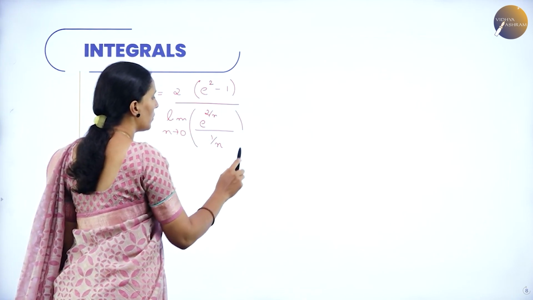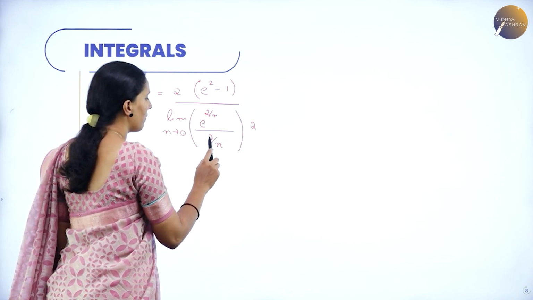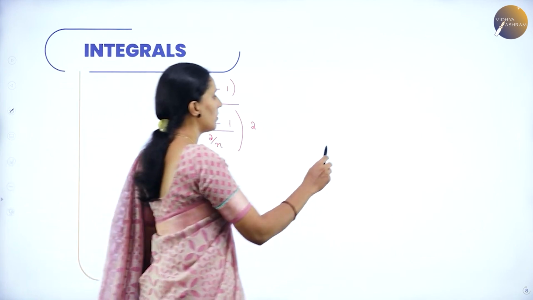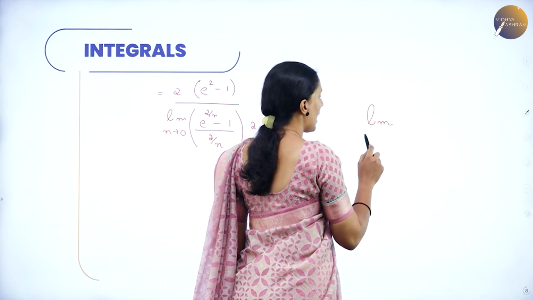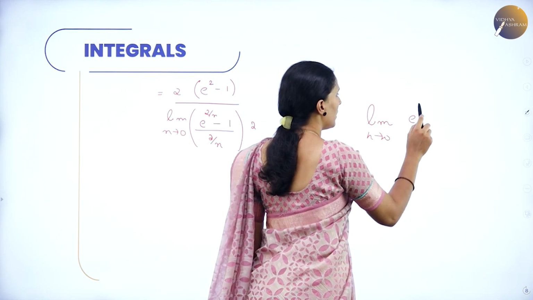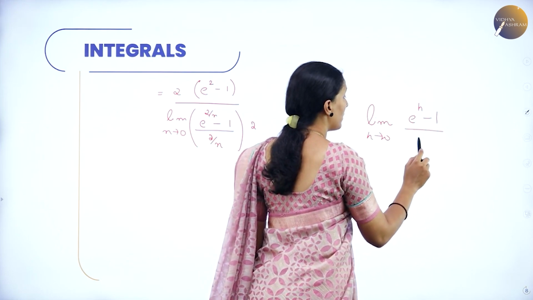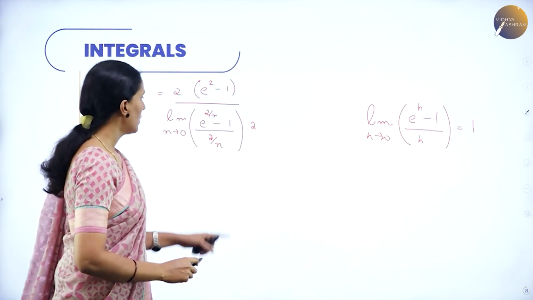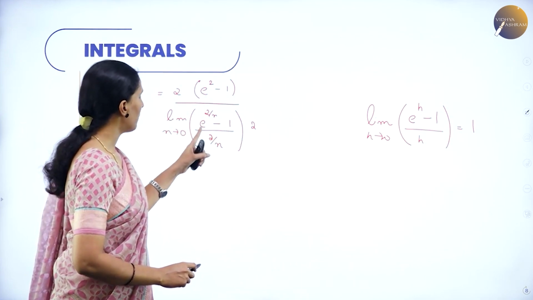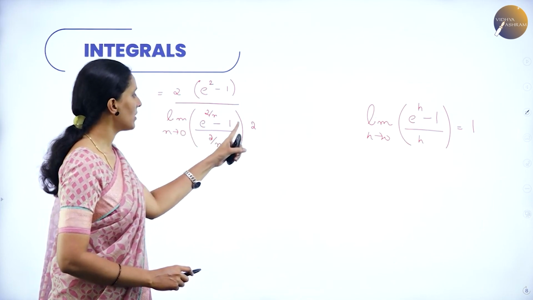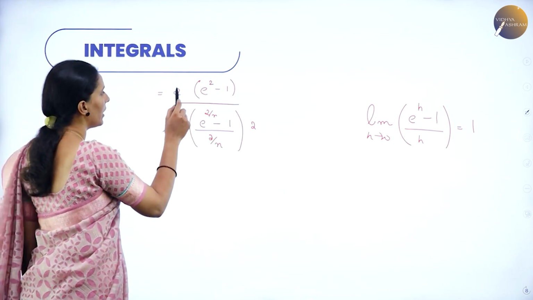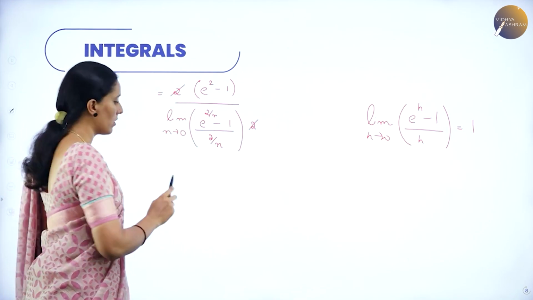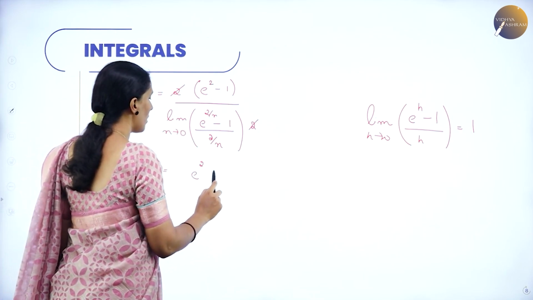Next what I will do here, I'll multiply by 2 and I'll divide by 2 here, so that this is minus 1. Now, we know that limit as h tends to 0, e power h minus 1 divided by h is equal to 1, which is a standard limit. So therefore this is in the form of e power 2 by n minus 1 into 2. Now here in the numerator 2 and 2 get cancelled. So this can be equal to 1. So therefore this is e square minus 1.